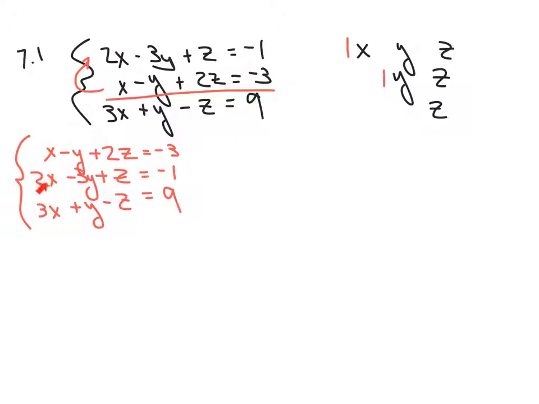Let's get rid of this 2x. What we're going to do in order to do that is find a number that we can add to the 2x that would make it 0. So a negative 2 plus 2 makes that 0. So we are going to multiply the top one by negative 2. And that gives me negative 2x minus y plus 2z equals negative 3.